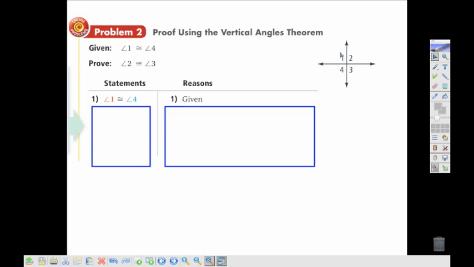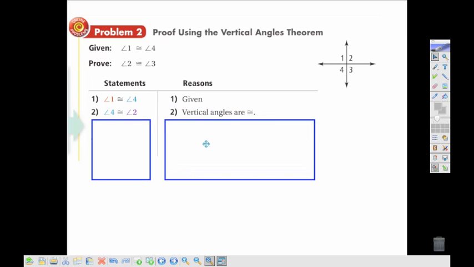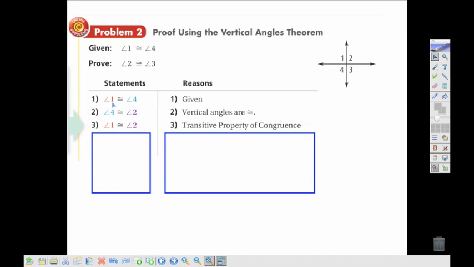Now notice how this is arranged. We know that 1 and 3 are congruent, and we know that 2 and 4 are congruent because they're vertical angles. But we're asked to show that, well, actually show that 2 is congruent to 3. We know that 1 is congruent to 4. Well, what we should notice then is that 4 is congruent to 2 because they're vertical angles. And then we can connect that with angle 1 by using the transitive property, 1 to 4, 4 to 2.